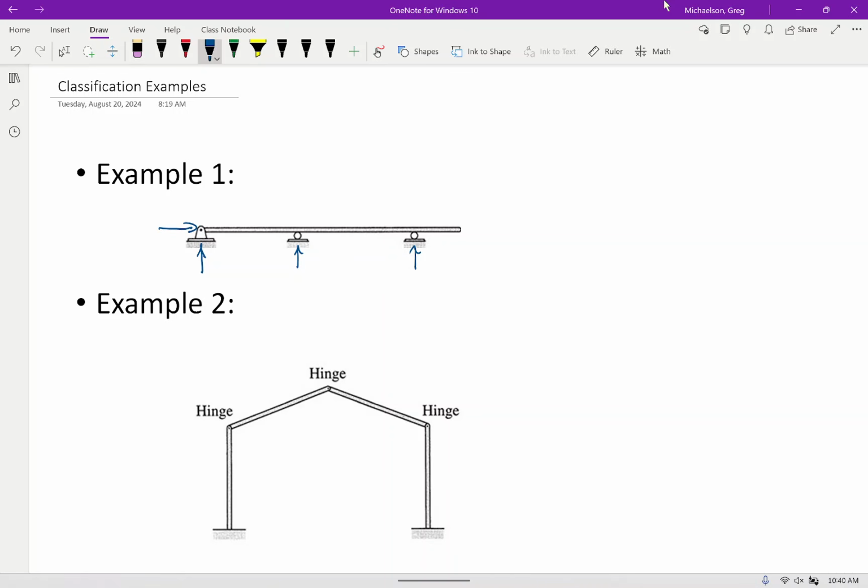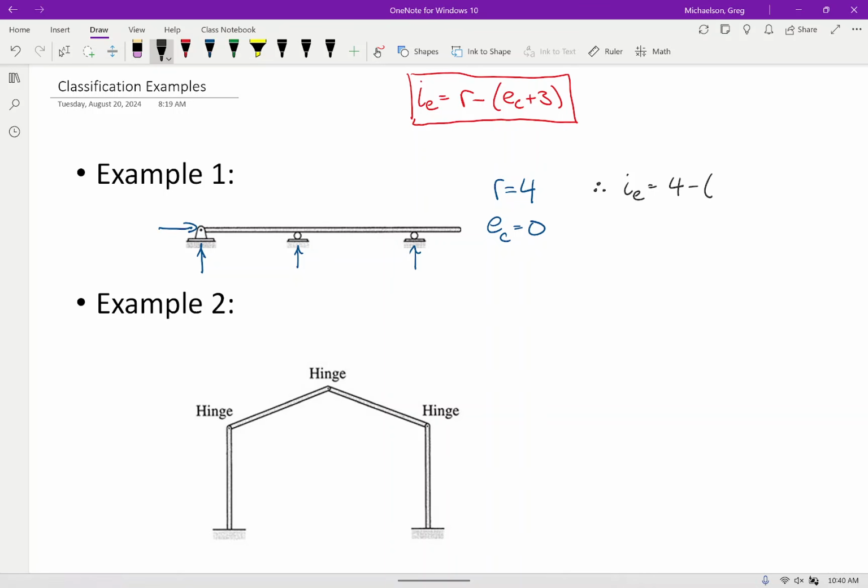So in this problem, I'm going to have an R value of 4 because there's 1, 2, 3, 4. And I'm going to have an E sub C value of 0 because there are no internal hinges. Remember, the equation that we're going to use is I equals R minus E sub C plus 3. Therefore, I is 4 minus 0 plus 3, which is 1.